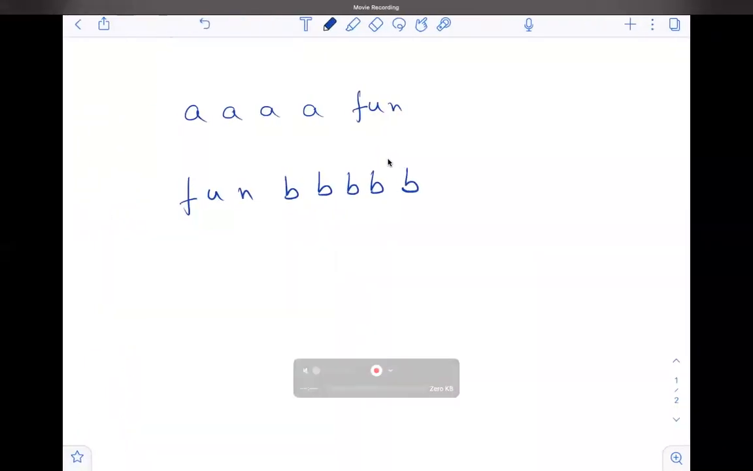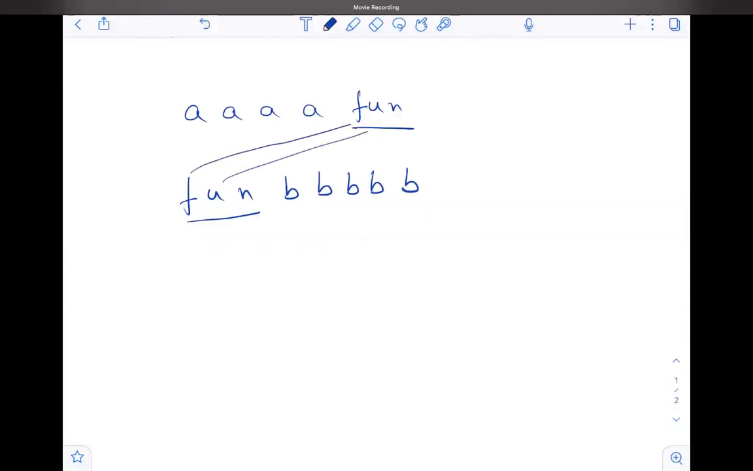So look at these two examples. This is string 1 and this is string 2. What is the longest common subsequence of these two? FUN. So if you want to keep this FUN, that means you're mapping F to F, U to U, and N to N.